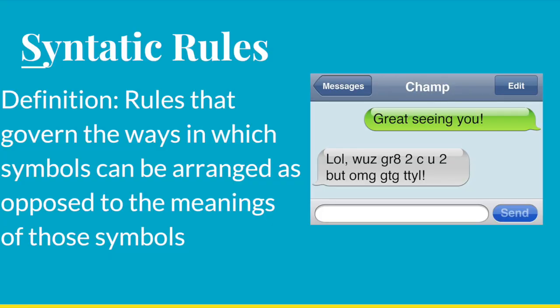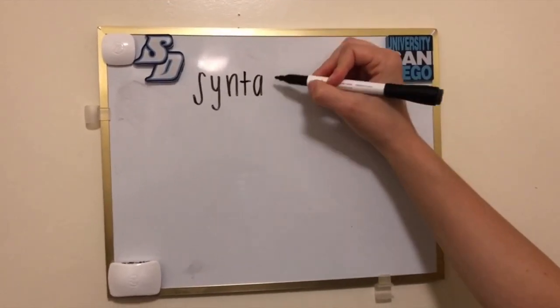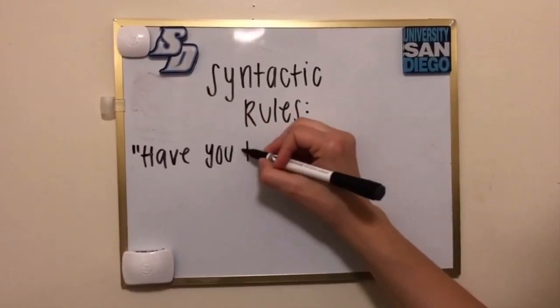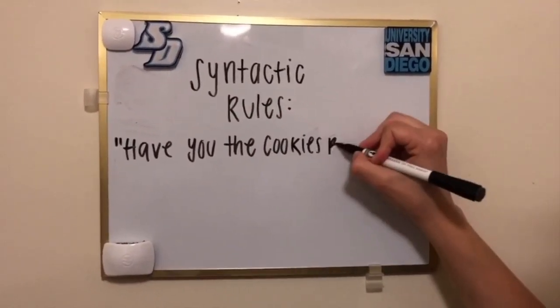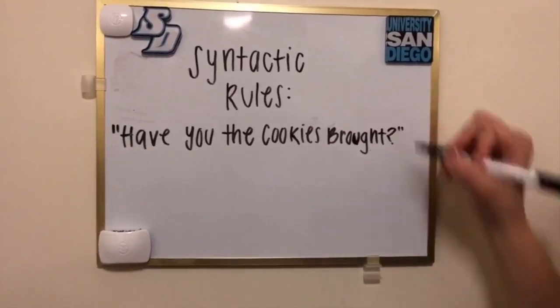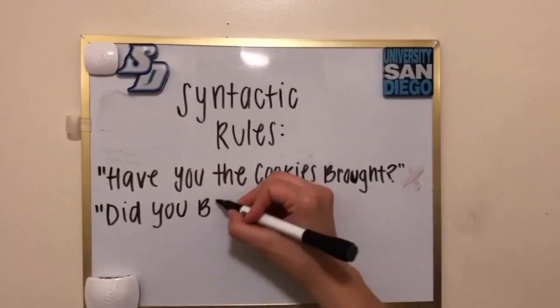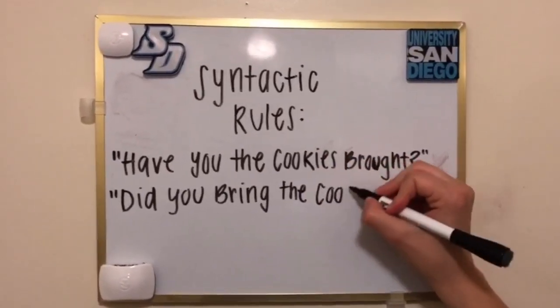Syntactic rules govern the ways in which symbols can be arranged as opposed to the meanings of those symbols. For example, in Germany, it's perfectly acceptable to structure a sentence as the following: "Have you the cookies brought?" However, we would never say that in the US. Instead, we would say, "Did you bring the cookies?"